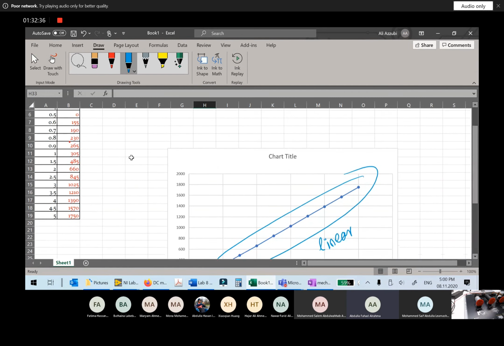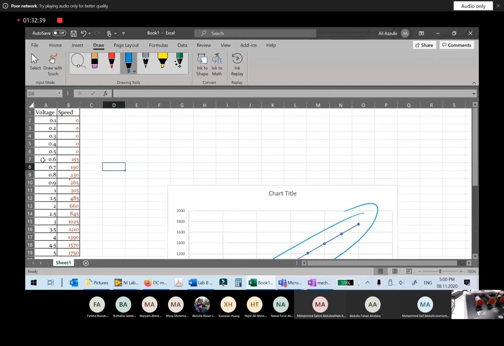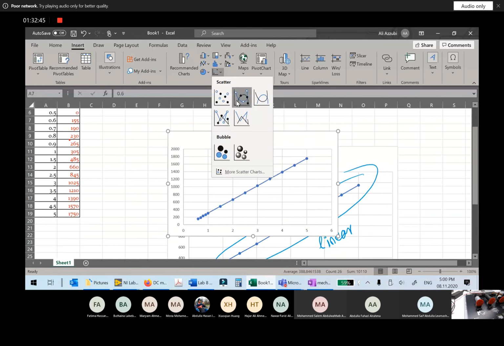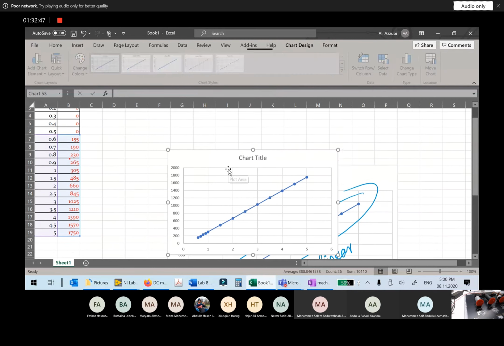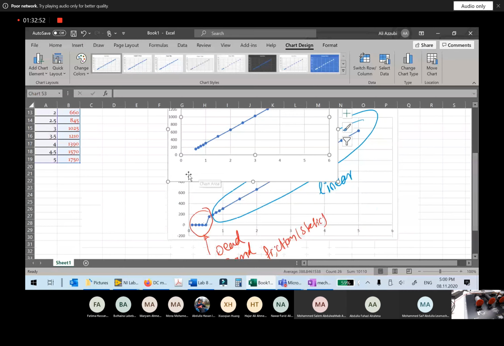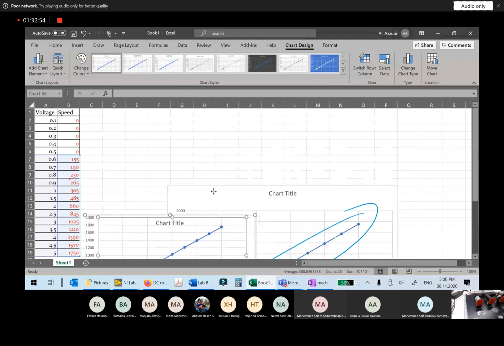Slope. Slope or equation. So what I will do, let me find the slope from here. I will exclude this dead band or static friction. Let me just insert another graph. Okay, so this is excluding the friction problem.